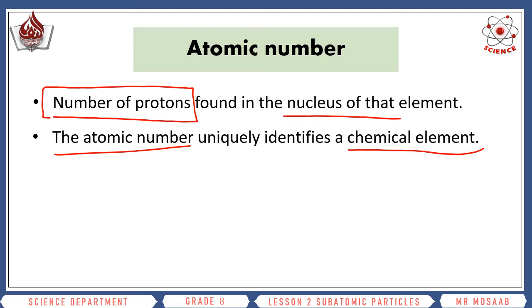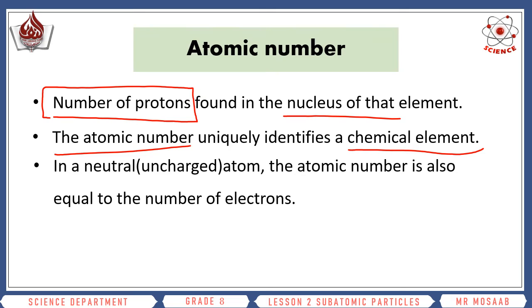For example, sodium has atomic number 11. Its atomic number is 11. 10 is the neon element. So by changing the atomic number, the chemical element itself will change.